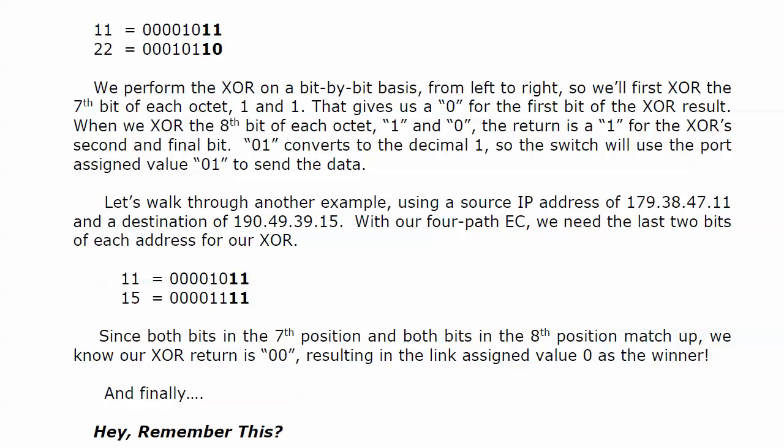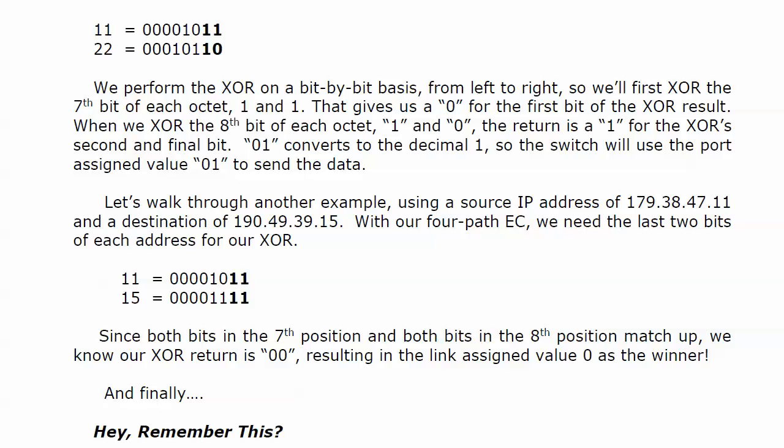Both bits in the 7th position are 1s, so that gives us a 0 for the XOR's first bit. The 8th bit in each position, let's try that again. The 8th bit of each one of those is a 1, so they match. So our XOR overall return is 0, 0, and that means the link assigned value 0 is the winner.